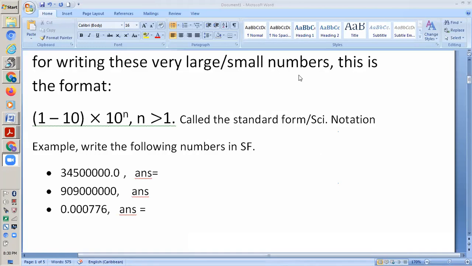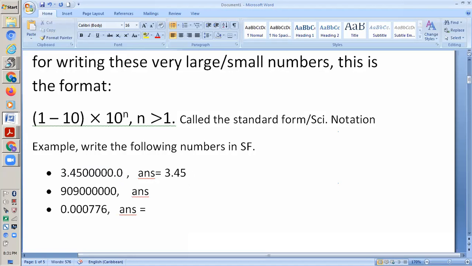All right. Okay, so between 1 and 10 means more than 1 and less than 10. So it's going to be between the 3 and the 4. So the answer is 3.45. Now you don't have to write these zeros there, because they wouldn't have any value. If you put the point between the 3 and the 4, these zeros won't have any value.